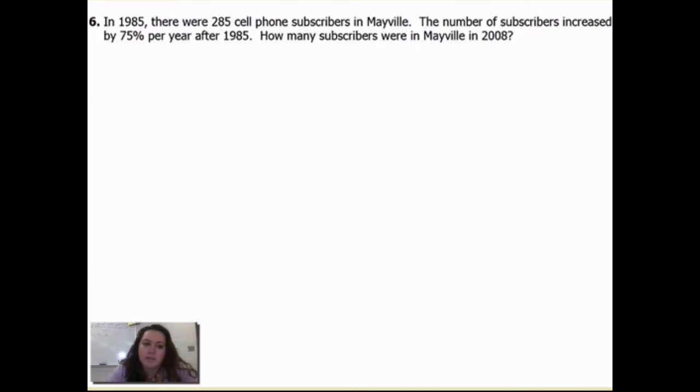And number 6. In 1985, there were 285 cell phone subscribers in Mayville. The number of subscribers increased by 75% per year after 1985. How many subscribers were in Mayville in 2008?